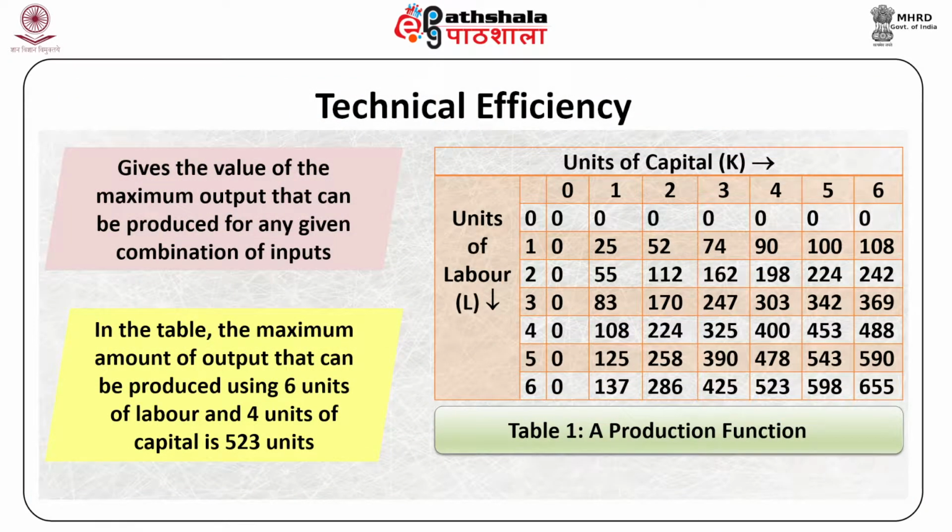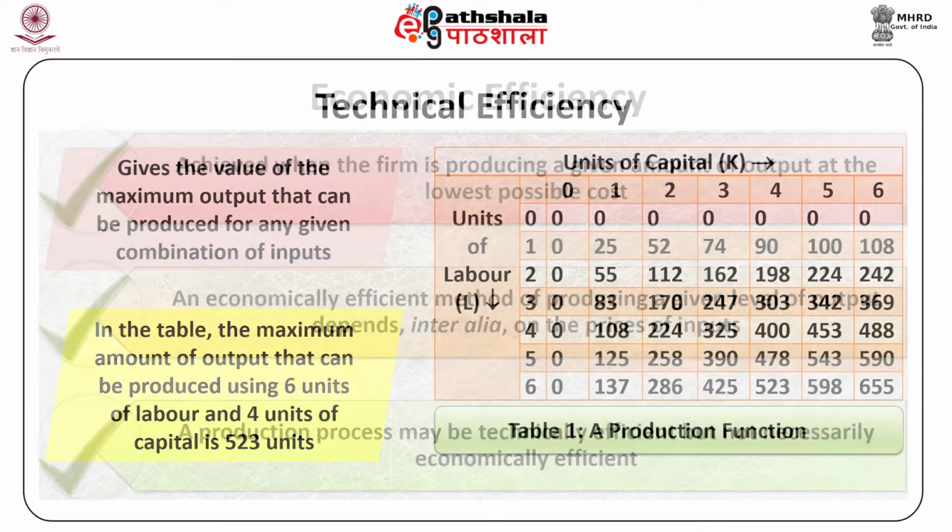An important concept, namely technical efficiency, is embedded in the production function, which gives the value of the maximum output that can be produced for any given combination of inputs. In this sense, technical efficiency is always achieved by a given production function. Example, with reference to table 1, the maximum amount of output that can be produced using 6 units of labor and 4 units of capital is 523 units.